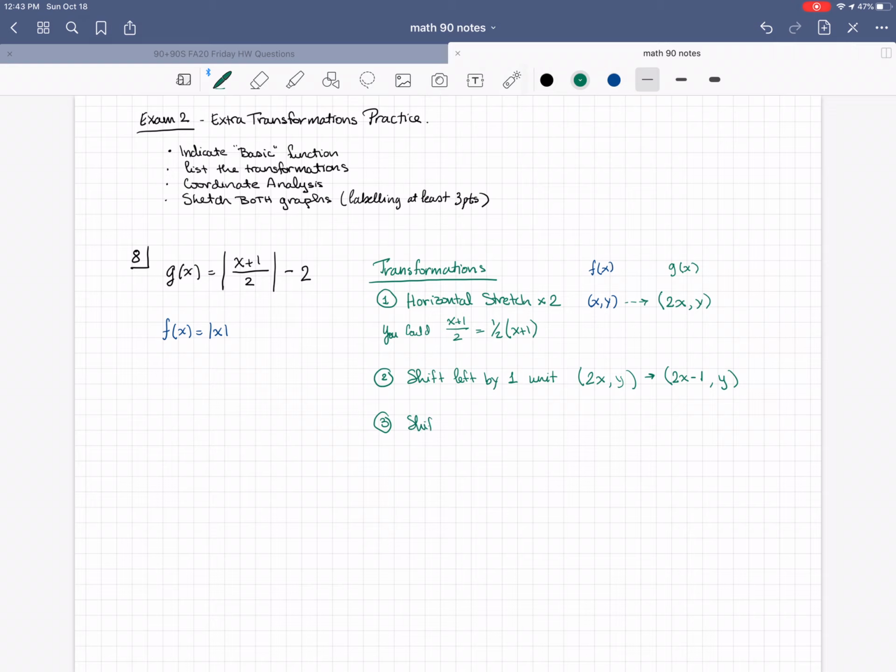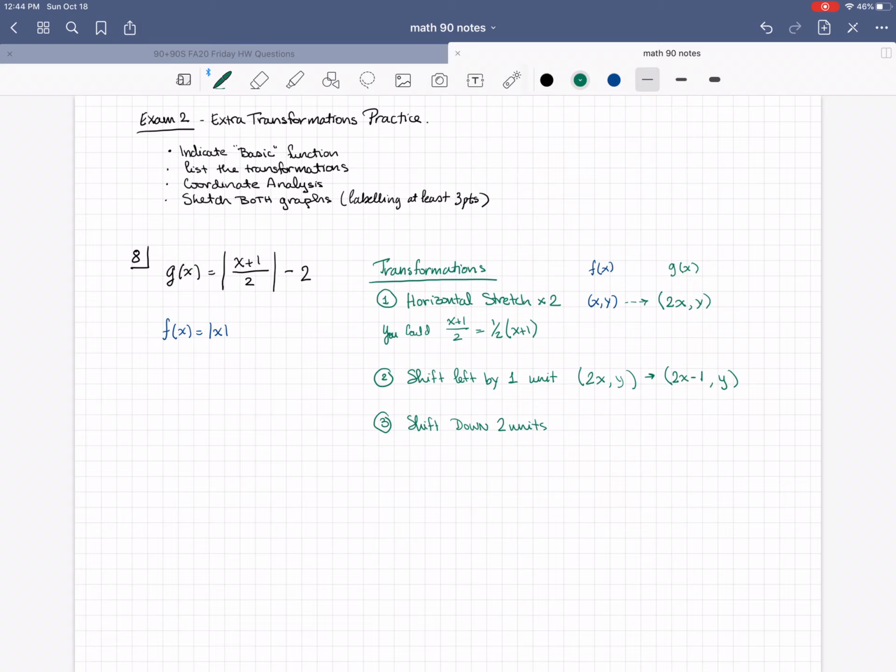down 2 units. So notice that any time that I talk about the transformation, I don't just talk about what kind of transformation it is. Is it a stretch? Is it a shift? Is it a reflection? I also have to specify exactly what's happening. So I have to say it's a shift left. I have to say it's a shift down, and how many units. I have to say that it's a stretch by a factor of 2.